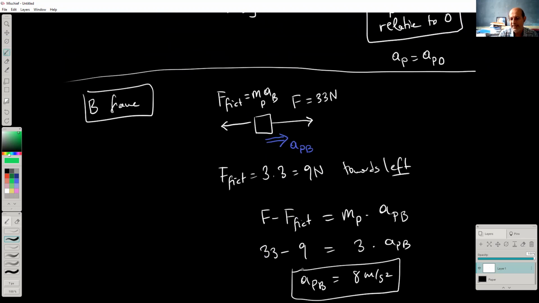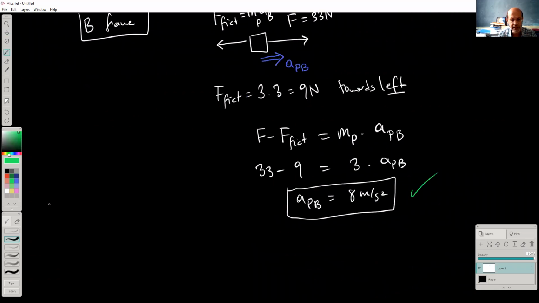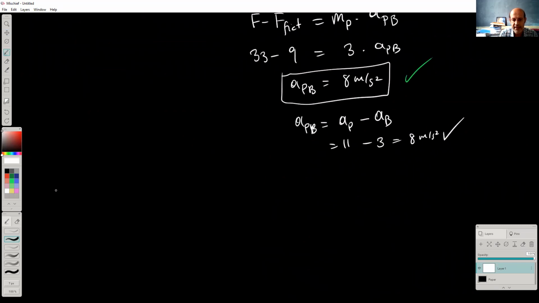With this addition, somehow Newton's second law gives us the correct acceleration, right? You can easily check that this is the correct acceleration because we have already found that the acceleration in an inertial reference frame, in the O reference frame, was 11. The bus's reference frame is 3. So we know that this is 8 meters per second squared. So this checks. So it gives us the correct one.